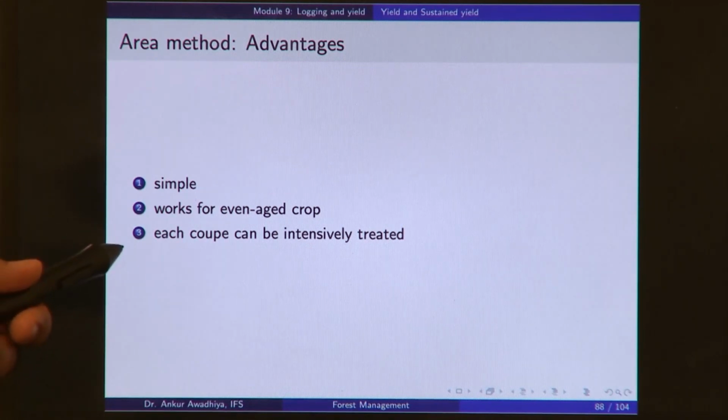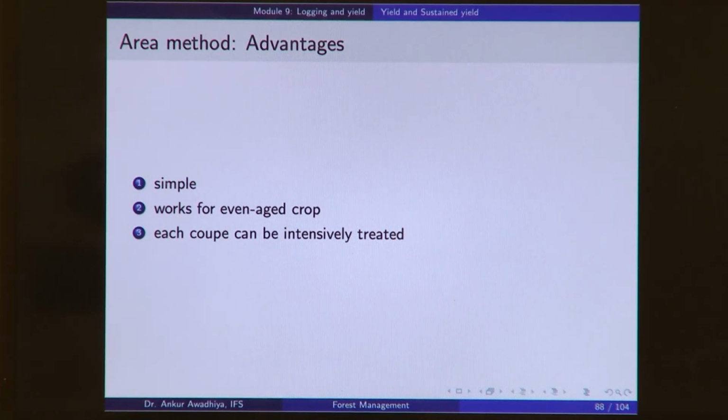And each coop can be intensively treated, because on 1st of January of every year you are clear felling this coop, and then you have one full year to work only on that coop. So, the coops that are felled can be intensively treated, and even the other coops can be very easily tended, because all of them are of the same age.